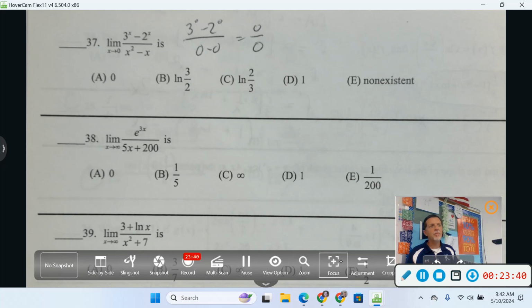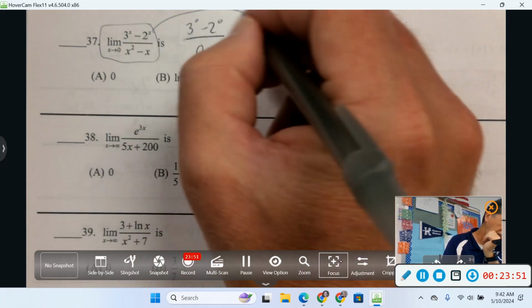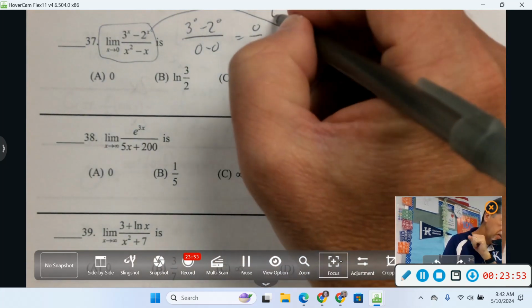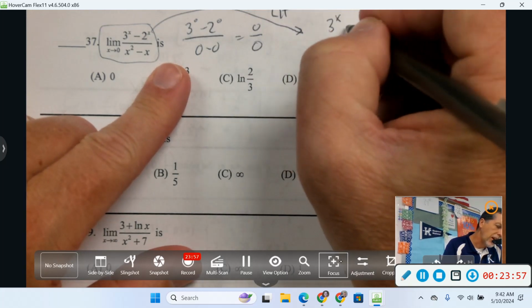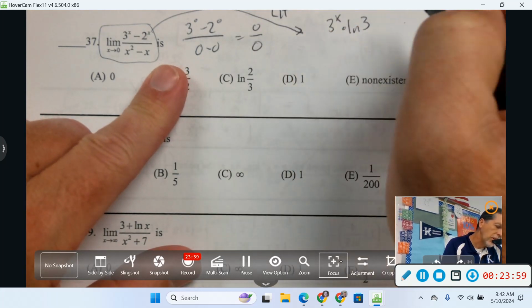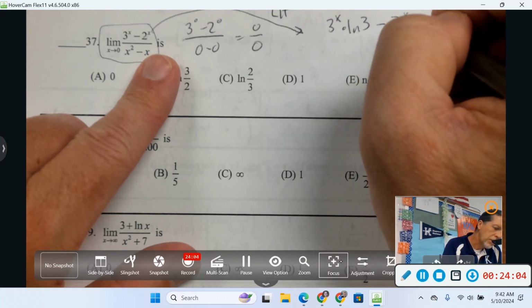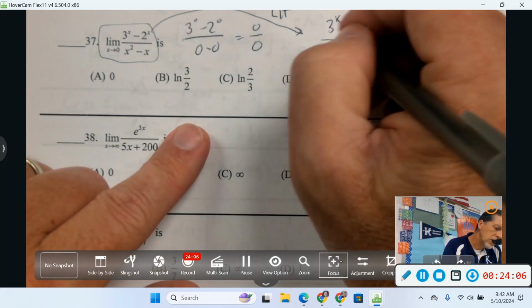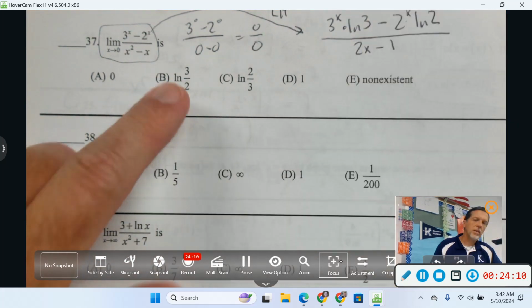then it's another L word, L'Hopital. So that means the derivative of the top and the derivative of the bottom. So the derivative of 3 to the x is 3 to the x times natural log 3 minus 2 to the x times natural log 2 all over 2x minus 1.